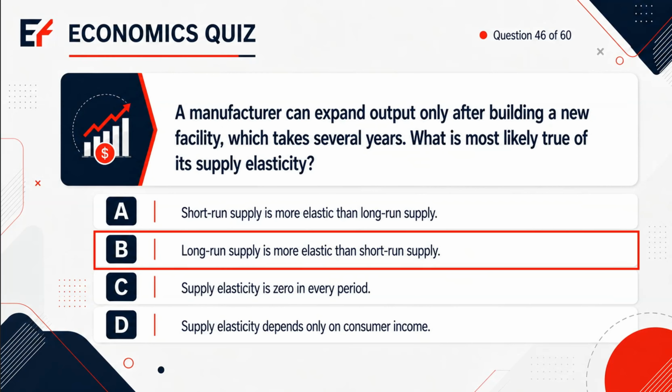Option A reverses the usual time effect. Option C is too extreme because supply may be limited now, but not fixed forever. Option D is wrong because consumer income affects demand, not supply elasticity directly. The key idea is that more adjustment time usually makes supply more elastic.